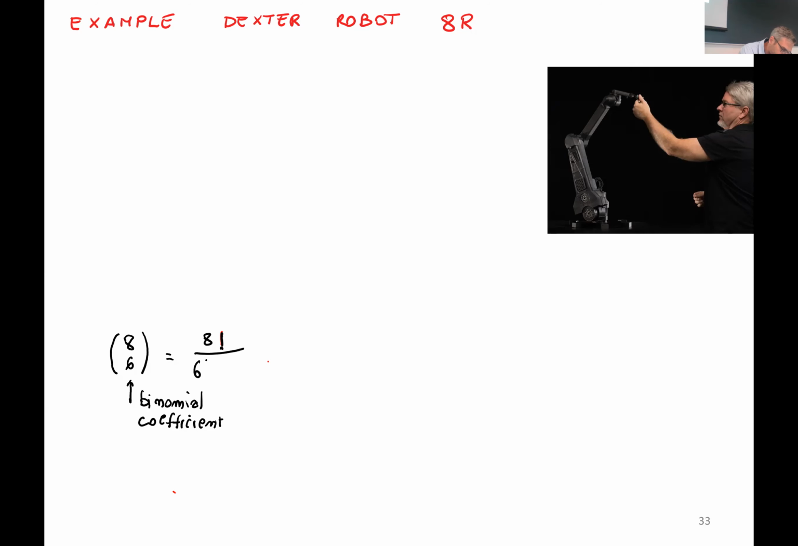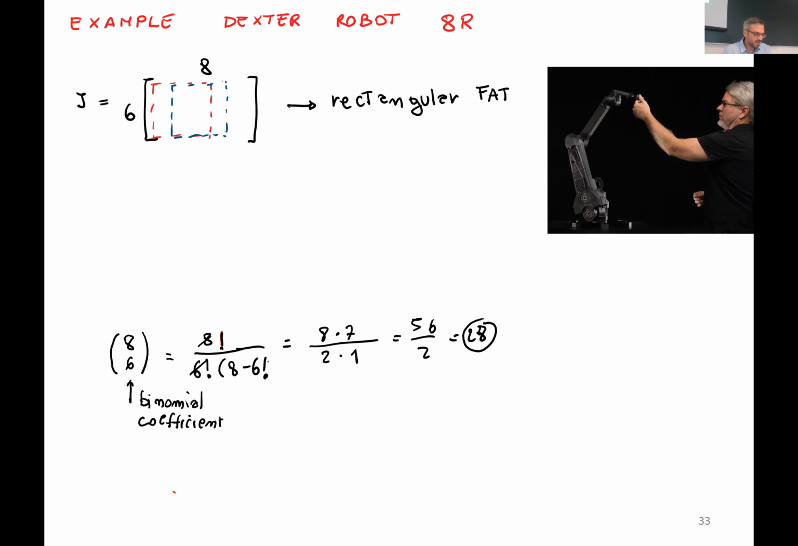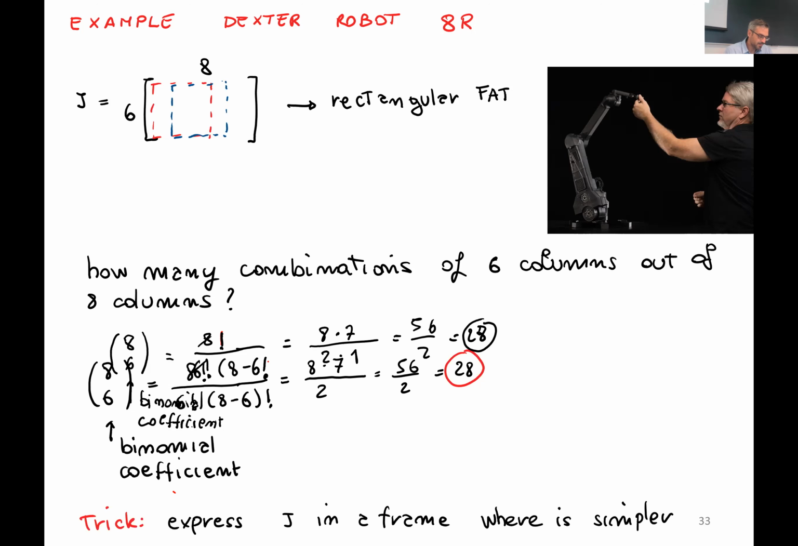Factorial number, yes. So 6 factorial minus 8 minus 6 factorial. We divide this by this: it is 8 times 7, and this is 2 factorial, which is 2 times 1. So it's 56 divided by 2. We need to check 28 combinations, quite a lot. So in these cases, the trick is to express J in a frame where J becomes simpler, and you can have easy computation of this configuration.